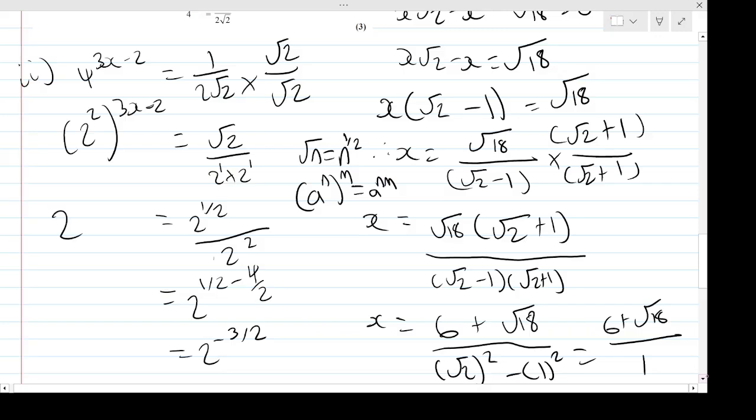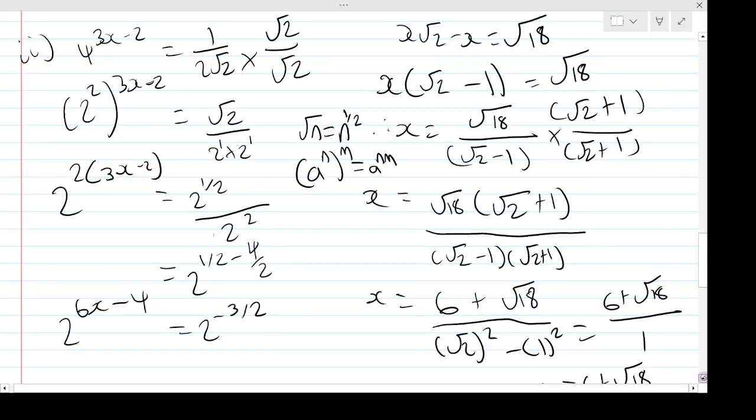So that's going to leave us 2, then 2 times, if I times the powers, 2 lots of 3x minus 2. If I then expand it, 2 times 3x is 6x, and then 2 times minus 2 is minus 4.